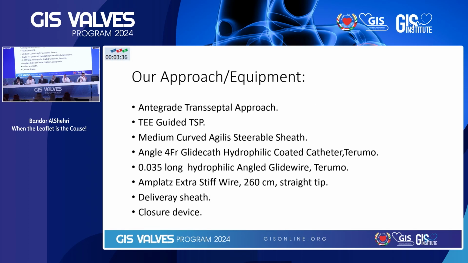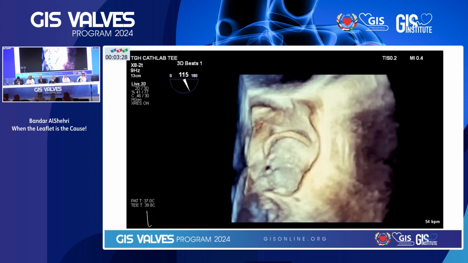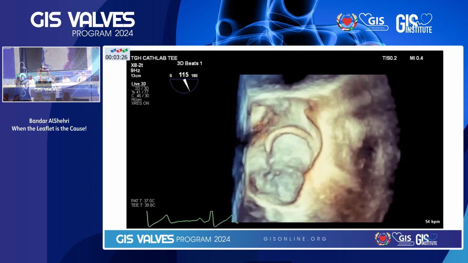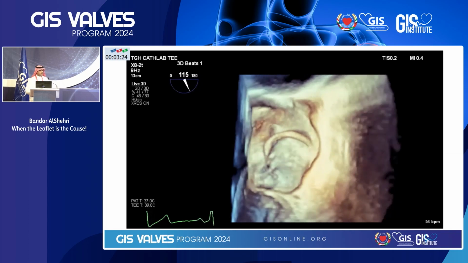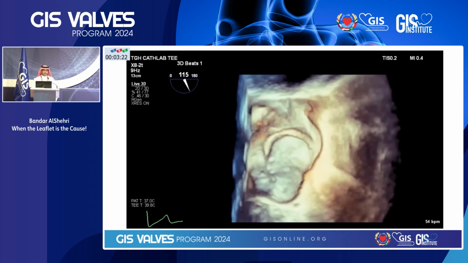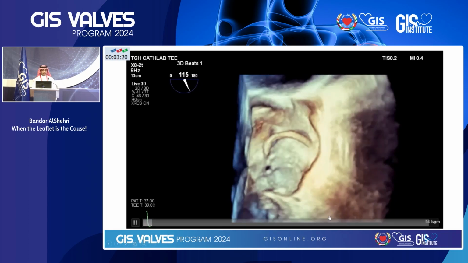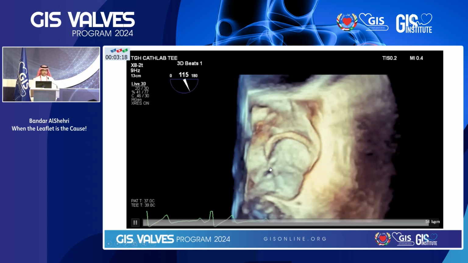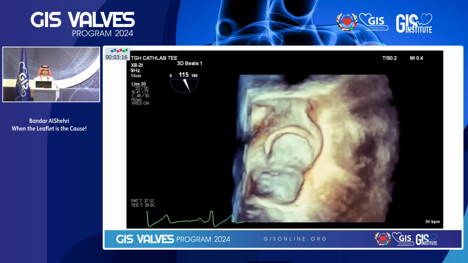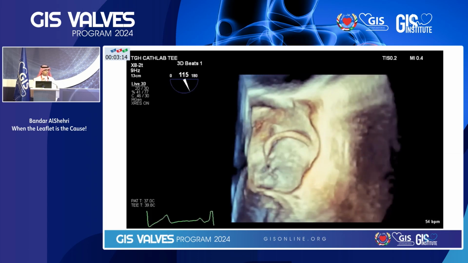Okay, so do you have the slide? My approach was to proceed with an antegrade transseptal approach. It was TEE-guided transseptal puncture. As you see here in this 3D transesophageal echo, our Agilis catheter is in the left atrium, and we have a 4 French glide catheter. It is an angled tip catheter, which can be directed exactly to the opening that needs to be crossed.